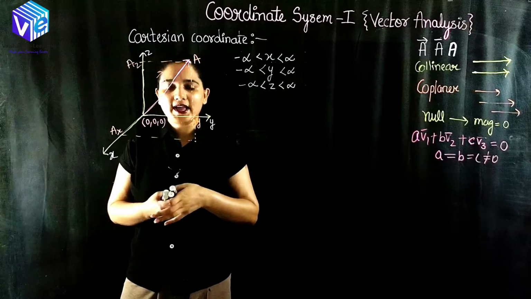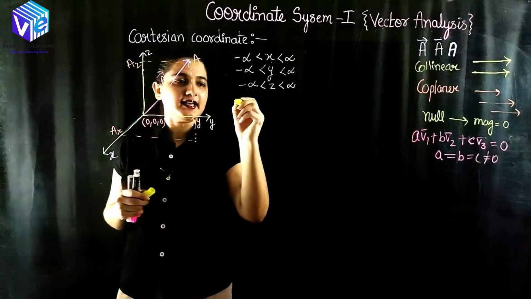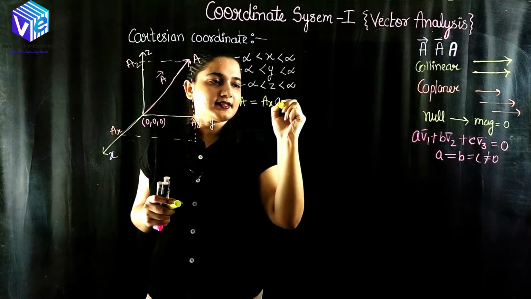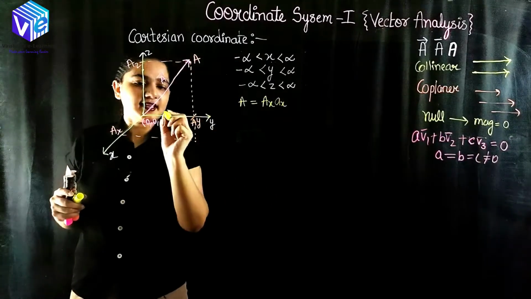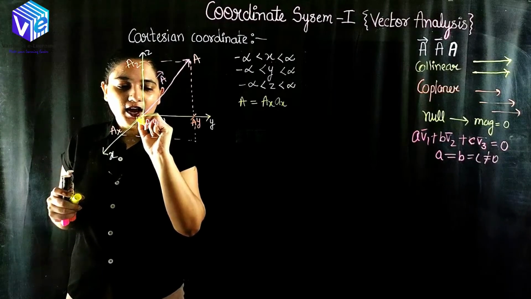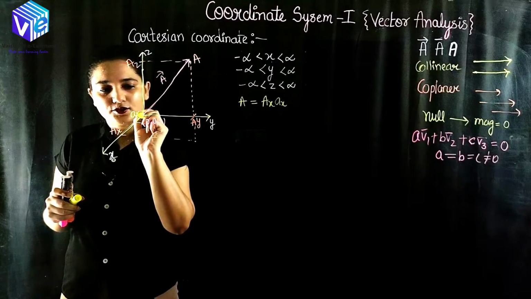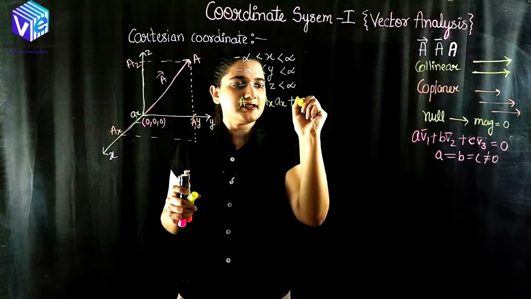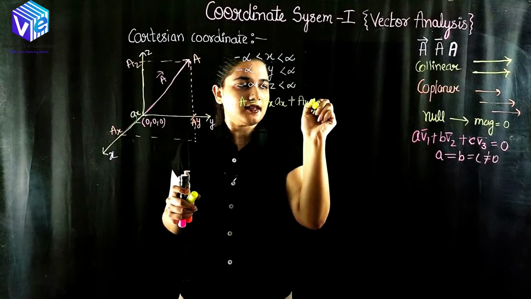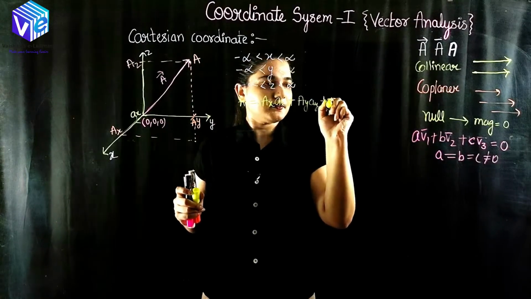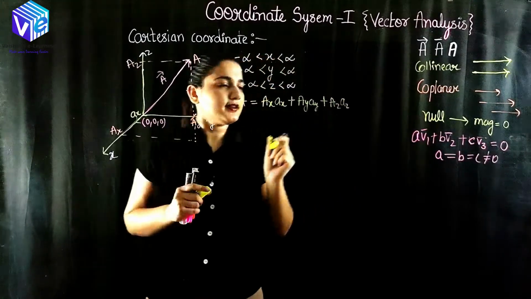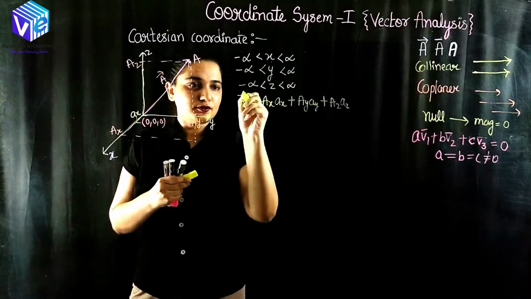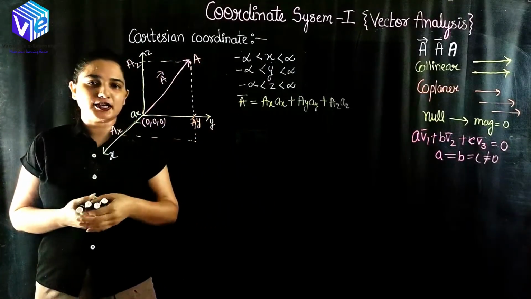Okay, so now how can I represent this vector quantity A? A can be represented as AX times the unit vector along the x direction, plus AY times the unit vector along the y direction, plus AZ times the unit vector along the z direction. So this is how I can represent the vector A. This is the vector notation.